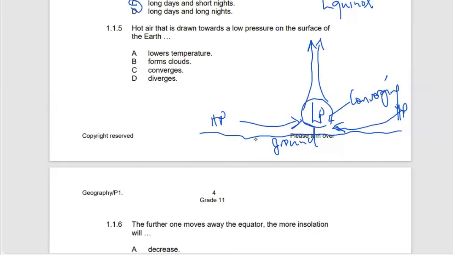Convergence means that the two air masses are coming together. They are meeting in the low pressure cell. So what happens there is convergence. Then in the upper atmosphere there is going to be divergence. So it's convergence here, then divergence in the upper atmosphere. So it's convergence for this one, which is our response C.